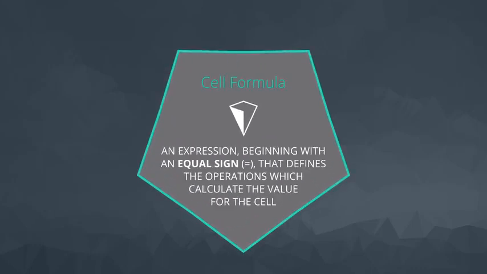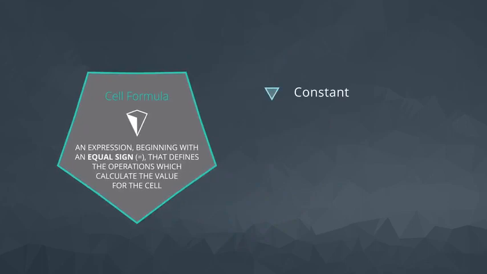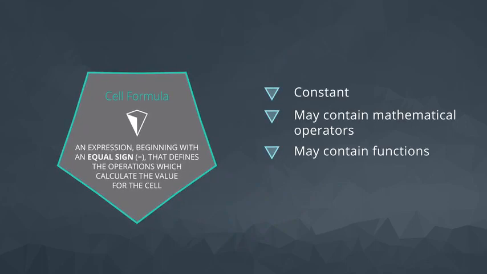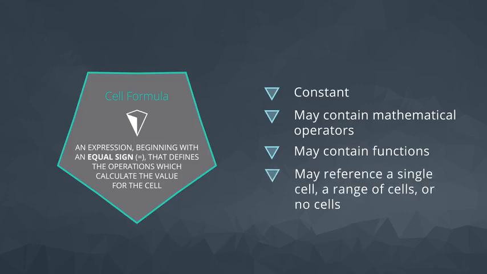It is common when working with spreadsheets to create a single cell formula and then duplicate it with a fill to create a column or row. So it's important to get that first formula right. A cell formula is an expression that defines the operations for calculating the value of a cell. It might be a constant or contain mathematical operators or functions, and it can reference a single cell, a range of cells, or none at all.